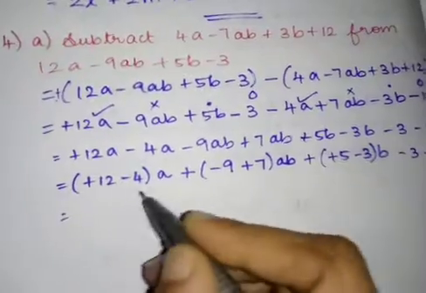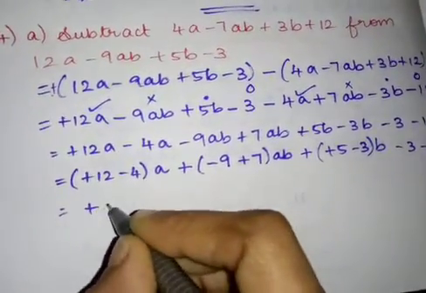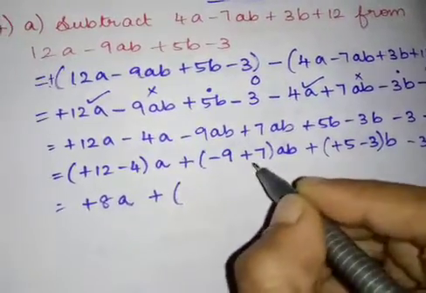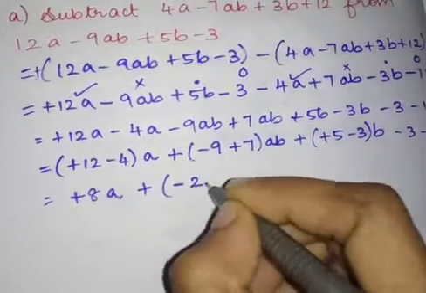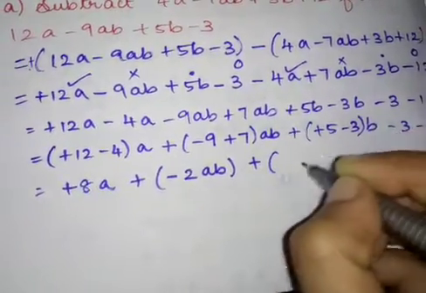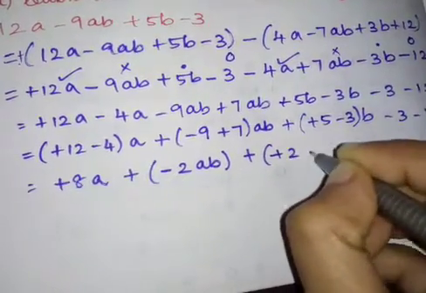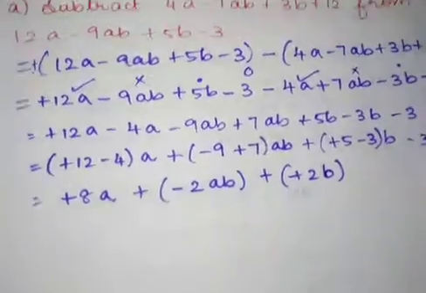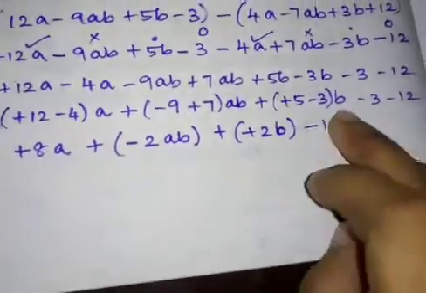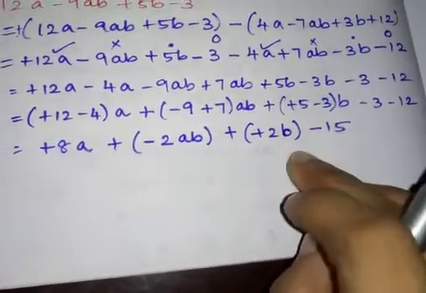Now plus 12 minus 4 is nothing but plus 8a. Correct? Next plus minus 9 plus 7 is minus 2ab. Plus 5 minus 3 is plus 2b. Next minus 3 minus 12 is minus 15.